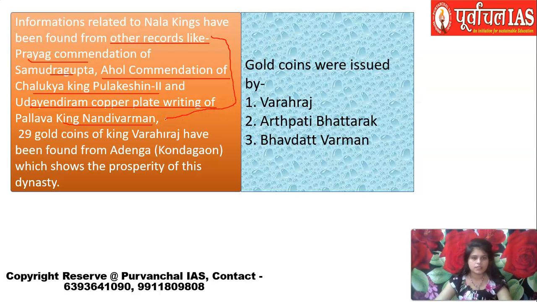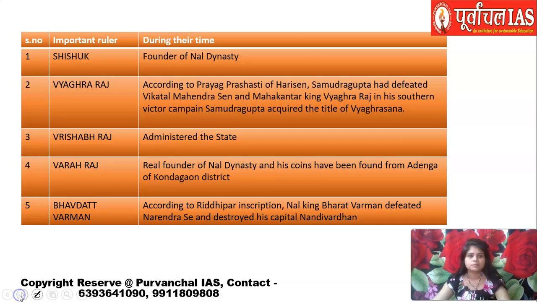We have 29 gold coins of King Varaha Raj found from Adenga. Adenga is a place in Kondagaon, Bastar division. So these 29 gold coins show the prosperity of the dynasty, issuing gold coins. That means the dynasty was really prosperous. There were many rulers who issued gold coins in the Nal dynasty. They were Varaha Raj, Arthapati Bhatrak, Bhavdat Varman.